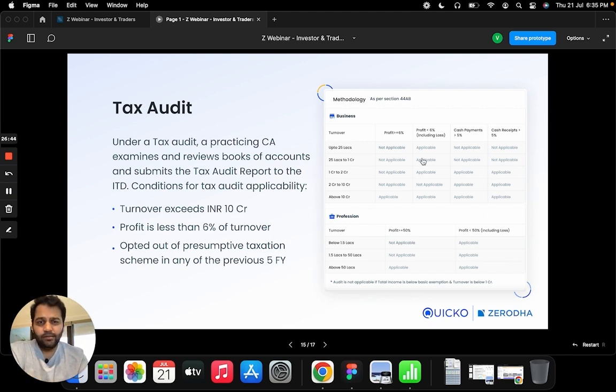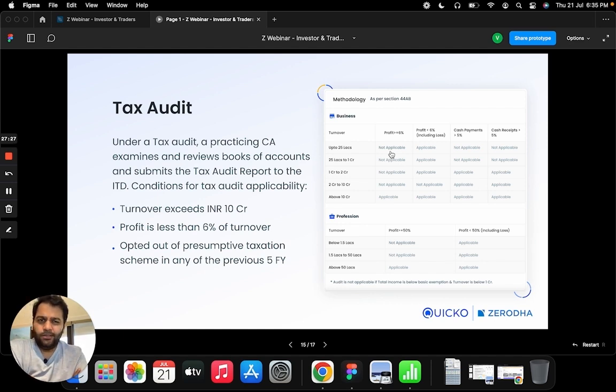So as you can see here, tax audit is applicable when you have incurred losses, right? So irrespective of turnover, when you have incurred losses, and if your taxable income is above basic exemption, then generally it's good advice to get your books of accounts audited, because the income tax department is saying that you have other income sources, you have taxable income, however you are reporting losses in your business and profession. So please get your books of accounts audited by a chartered accountant, right?